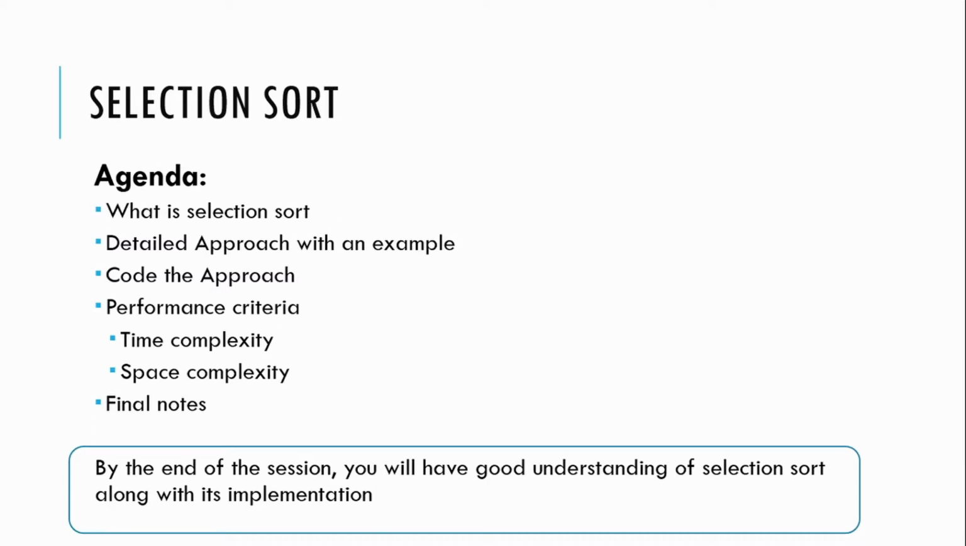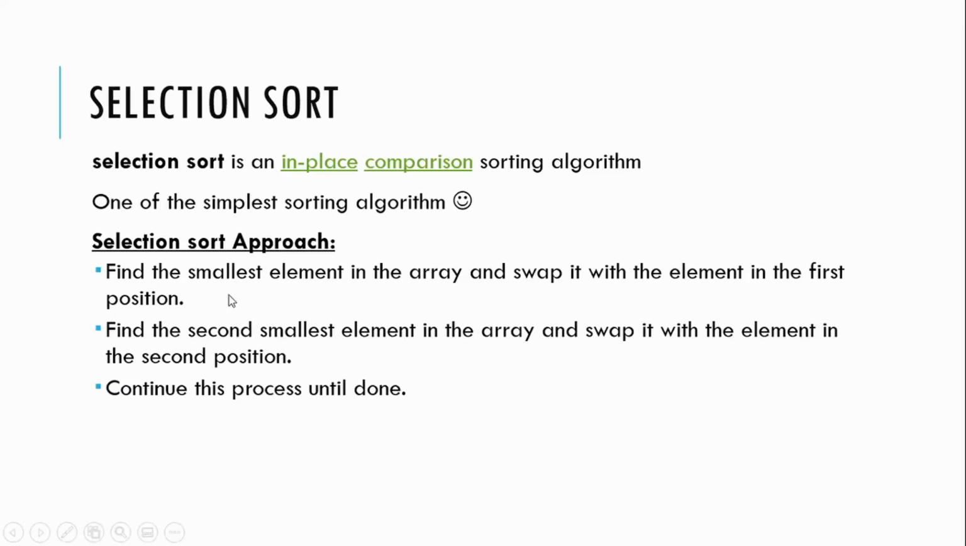In this session, we are going to go through what the selection sort algorithm is, a detailed approach with an example. We will code the approach in Python. Then we will see what its time complexity and space complexity are. By the end of this session, you will have a very good understanding of what selection sort is and how to implement it in Python. Selection sort is an in-place comparison sorting algorithm.